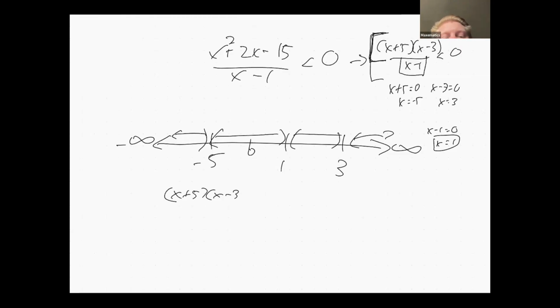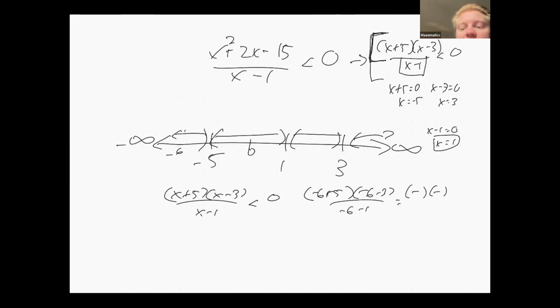Let's plug in -6 for x. -6 plus 5, -6 minus 3, over -6 minus 1. -6 plus 5 is going to be negative. -6 minus 3 is going to be negative. -6 minus 1 is going to be negative. So we have a negative times a negative, which is a positive, divided by a negative. The whole thing is negative, and negatives are indeed less than 0.